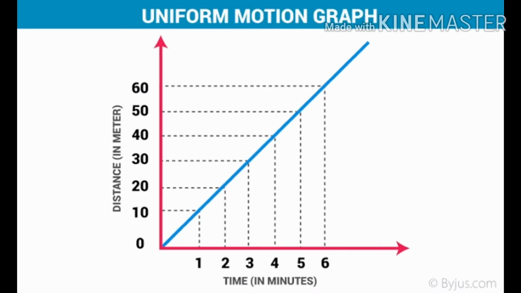Now let us take a graph, and this graph will explain uniform motion. The x-axis shows the time and the y-axis shows the distance. If I plot points on the distance-time graph, you can get the definition of uniform motion. At 1 minute it's covering 10 meters, in 2 minutes it's covering 20, in 3 minutes it's covering 30, so equal distance in equal intervals of time, that's uniform motion.